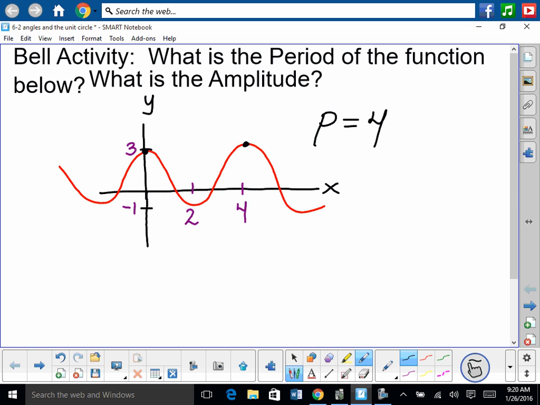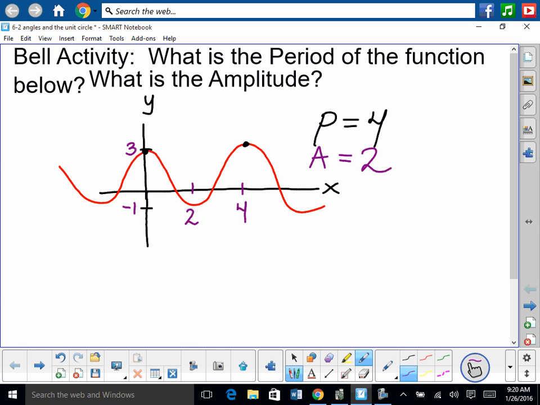And then amplitude. What is the amplitude? The lowest point and the highest point. Good. The lowest point and the highest point, the full distance, divided by 2. So if we're at -1 up to 3, what's the full distance? 4. So 4 divided by 2 is 2. So from our midline, it's up 2. From our midline, it's down 2.